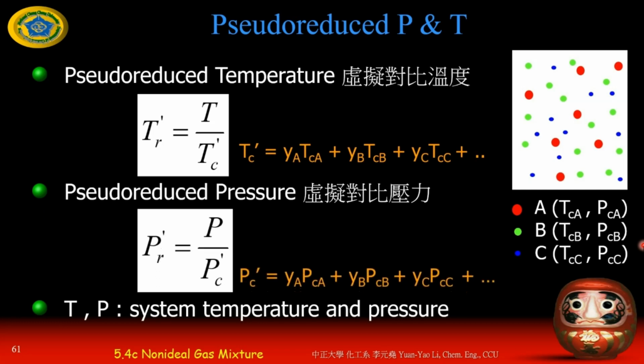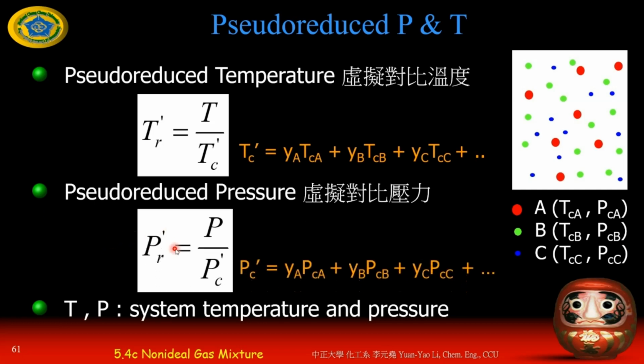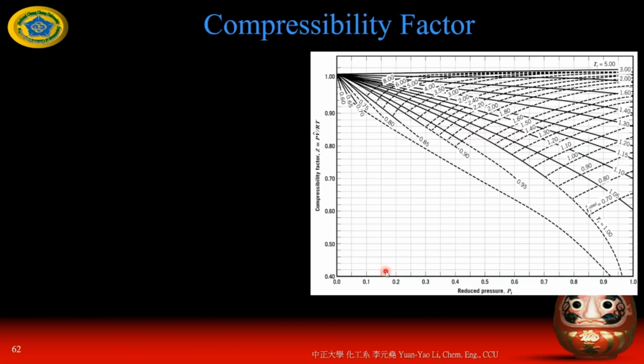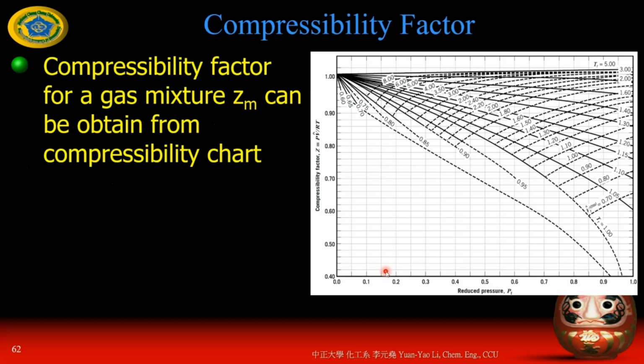How about pseudo-reduced pressure? The same. PR prime equal to P divided by PC prime. So now you know the pseudo-reduced temperature and pressure. So we combine these two together. How can we get compressibility factors from the pseudo-reduced temperature and pressure, or the pseudo-reduced volume? Okay, so the compressibility factor for a gas mixture, Zm, can be obtained from a compressibility chart.